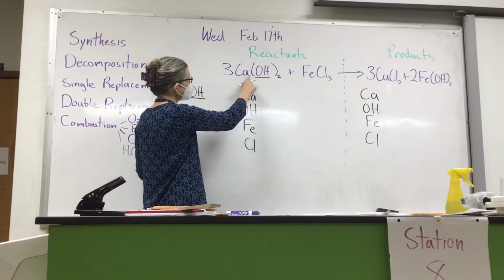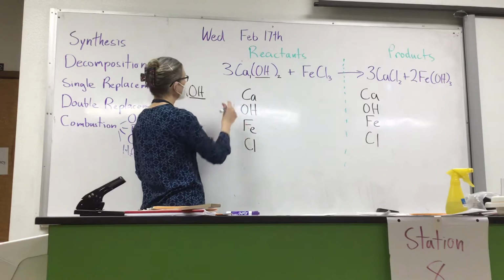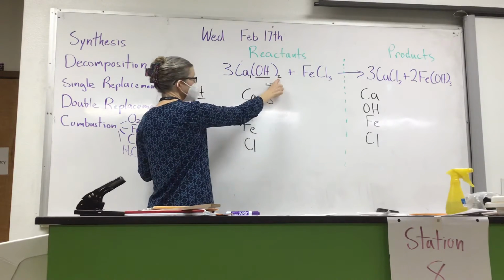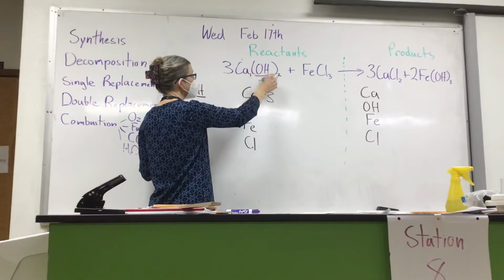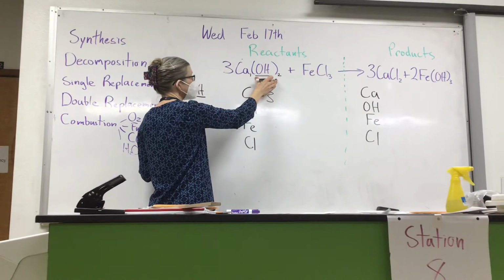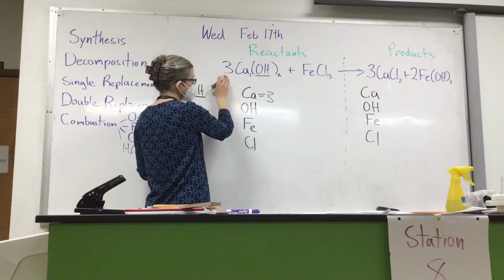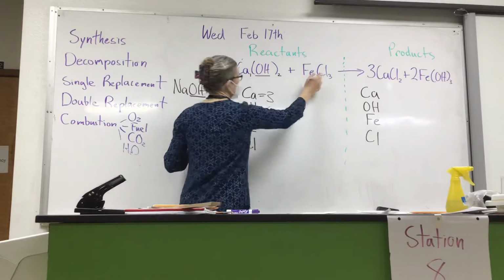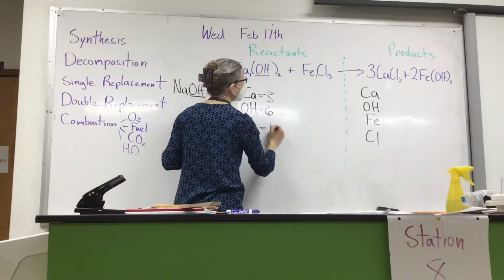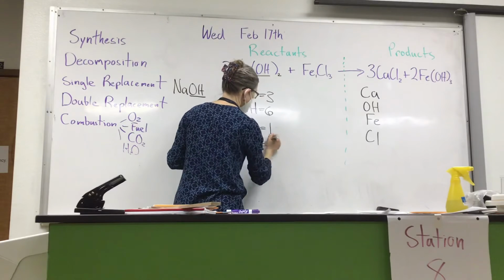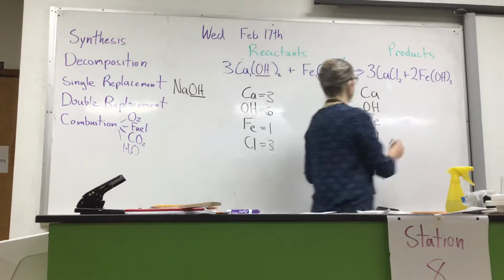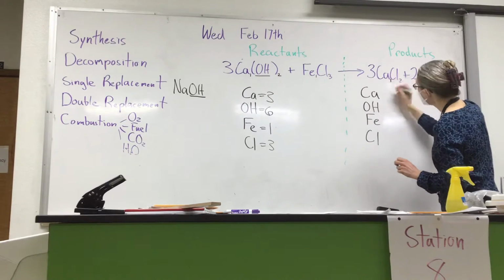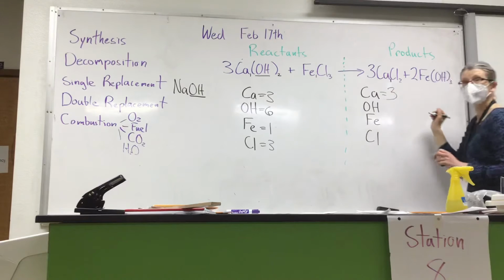So calcium has a subscript of 1, right? No subscript is 1. Multiply it times the 3. I have 3 calciums. I'm going to write 2 times 3 for my hydroxide, right? I have 2 copies of hydroxide and a coefficient of 3, so that's going to be a total of 6 for that. 1 iron and 3 chlorines. On this side, calcium, 3 times 1. I've got my imaginary 1 there. That's going to be a 3.